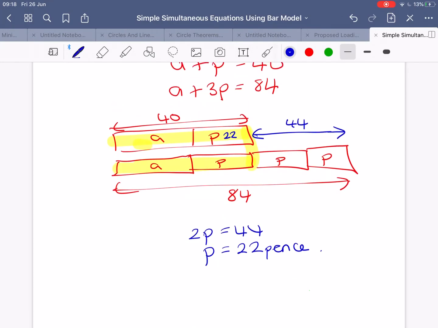So that means my apple is simply 40 take away 22. So the cost of my apple is 18 pence.